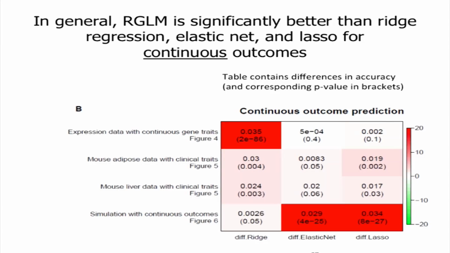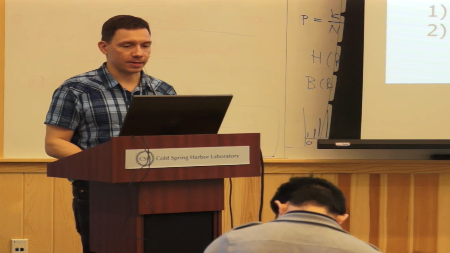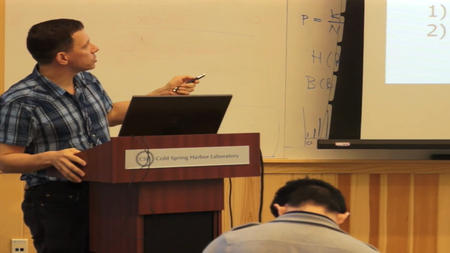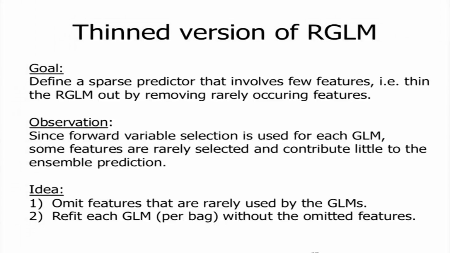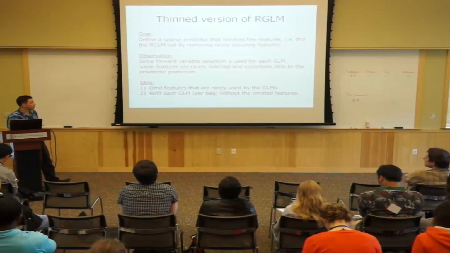So in any event, another topic I want to discuss now is the idea of, quote-unquote, thinning an ensemble predictor. What do I mean by that? The goal of a thinned version of a random generalized linear model is to define a sparse predictor that involves very few features. Why? Coming back to the idea of interpretability, if you have a predictor based on 10 genes, there's a good chance you can interpret it well.